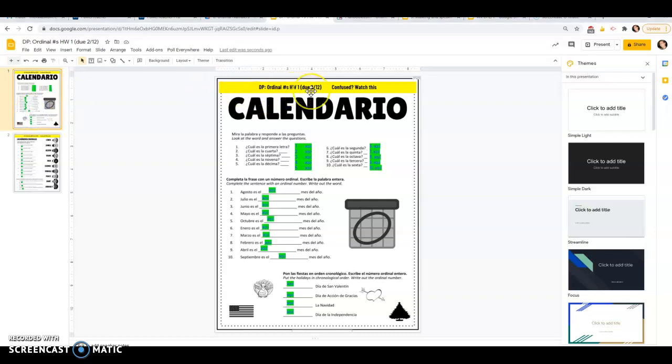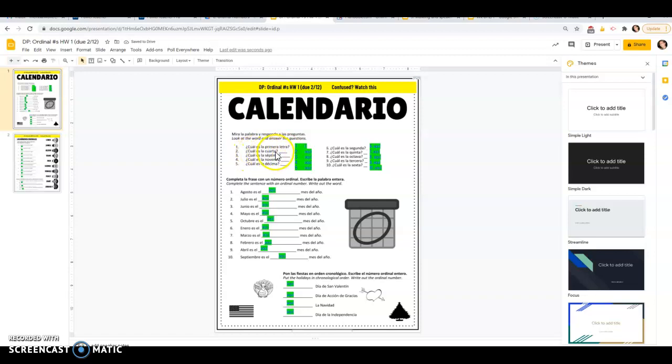DP Ordinal Numbers Homework 1. Okay, so for this first part, it says, look at the word and answer the question. So you're looking at this word, calendario, and then answering these questions. ¿Cuál es la primera letra? What is the first letter? So I'd look and say, oh, that's a C. So then I'm going to click in there and type C.